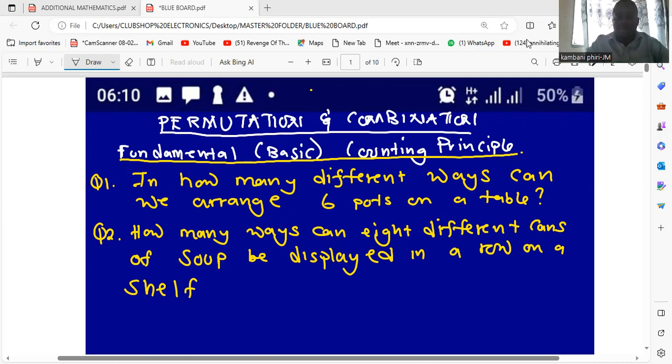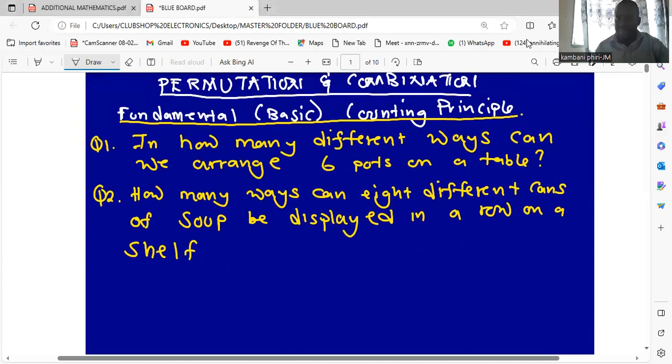So in this video, we want to look at the fundamental or basic counting principle, as well as permutations with repetition, right? Okay. So let's see how we can apply the fundamental counting principle.